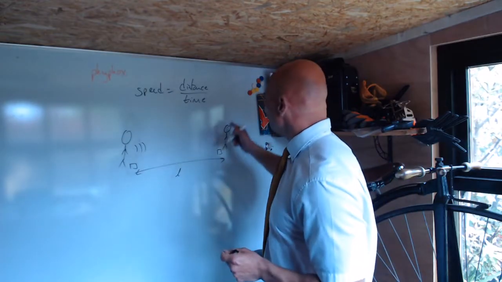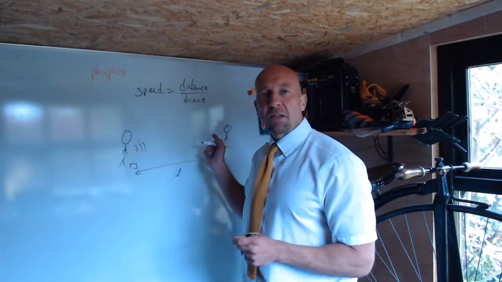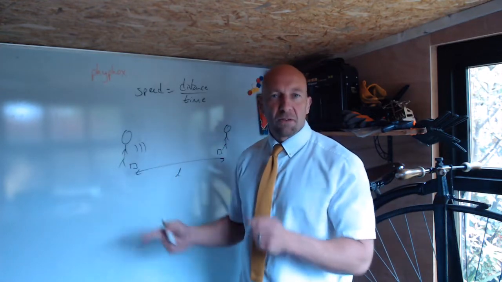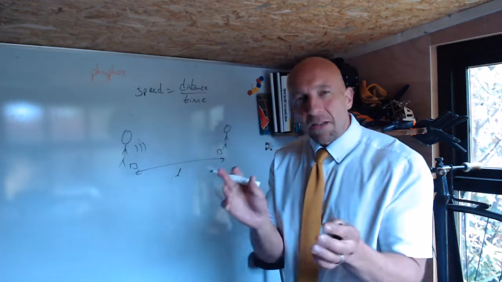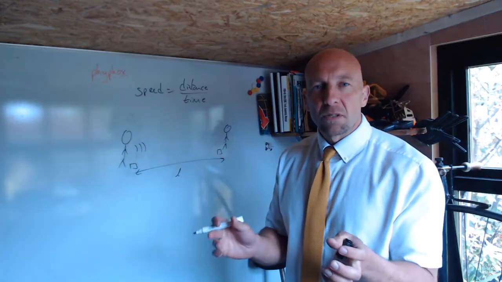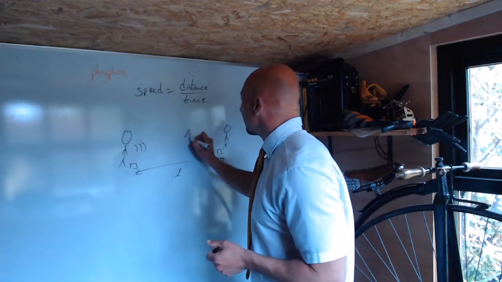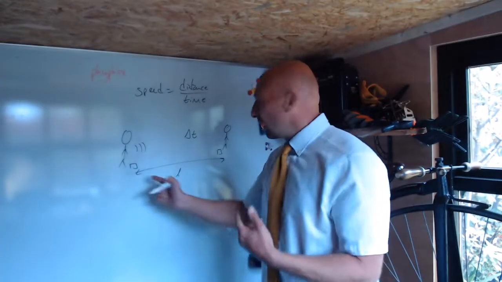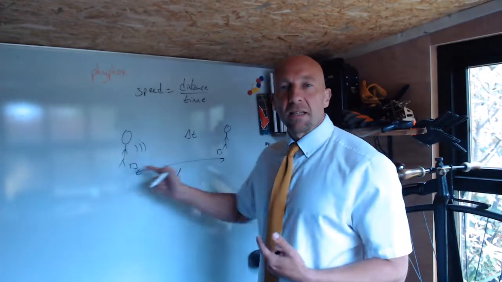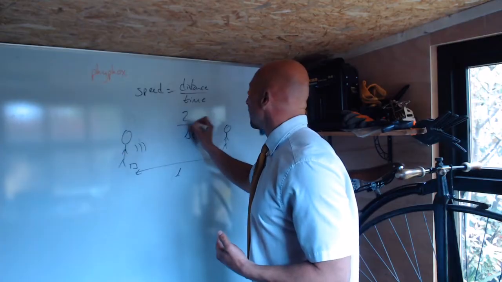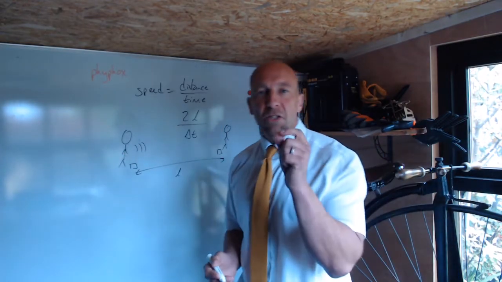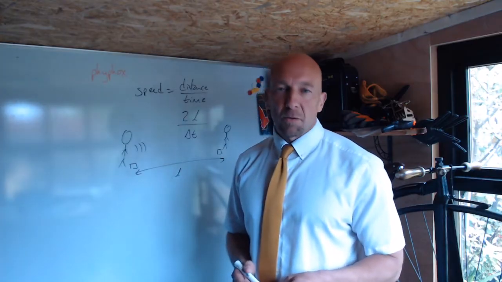Then what we're going to do, this person will make a noise to stop the stopwatch, and eventually that sound will get down to that phone to stop the stopwatch. Now we're going to have a difference in those two times. I'll call the difference in the times delta t. The distance we're measuring is going to be twice this length here, 2L. So speed is going to equal 2 times the length divided by the change in that stopwatch time.